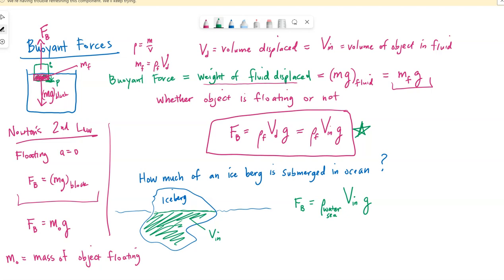Now, this by itself is not enough. But if I think about net force, I know the buoyancy force upwards is balancing out with the mass of this iceberg times g. They're floating out in the ocean. So that buoyant force is lifting it up while the force of gravity is pulling down.